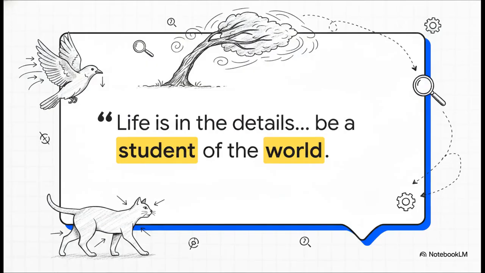If you truly understand those mechanics, the aerodynamics, and the weight, and apply them to your animation, your artificial creation suddenly feels incredibly believable. As Blaise perfectly puts it, life is in the details. Be a student of the world. You have to actually study how real trees bend in a storm, or how a cat shifts its weight when it's prowling, to make the magic work on screen.